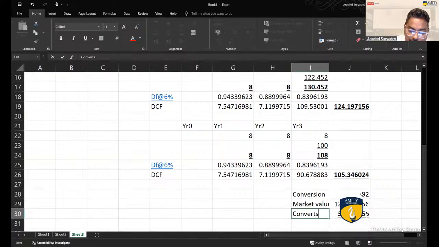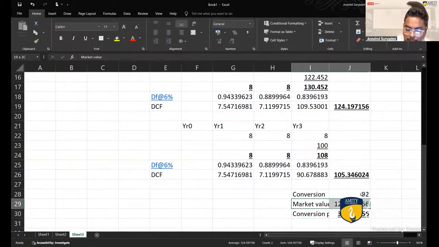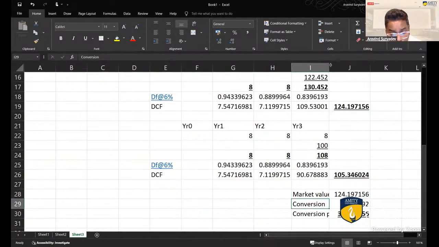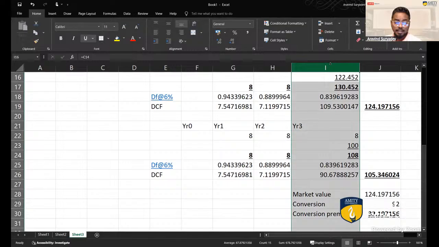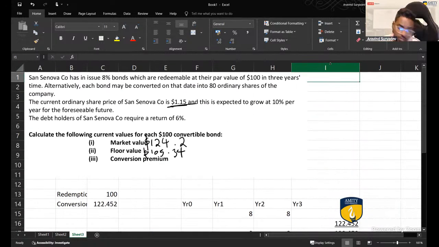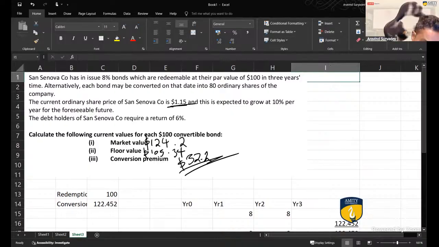I hope this is clear, guys, just for you to understand. It's market value minus the conversion value as of today, the potential shares value as of today. We take that and compare it. The difference between them gives us the conversion premium. That is $32 here, 32.2. There you go.